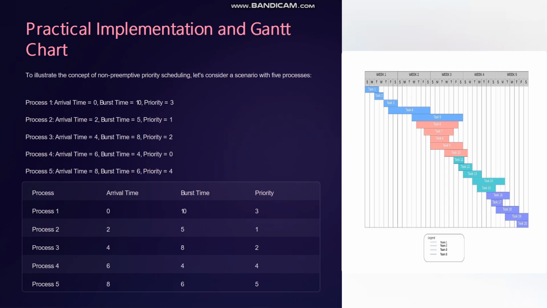Practical implementation and Gantt chart. To illustrate the concept of non-preemptive priority scheduling, let's consider a scenario with 5 processes, as shown below.